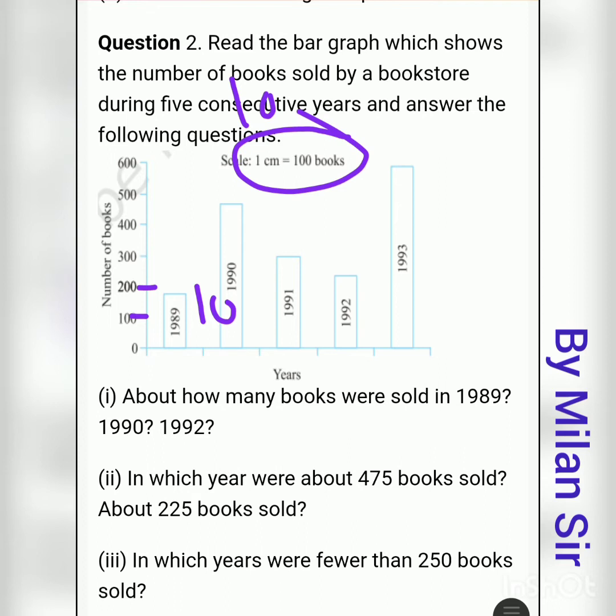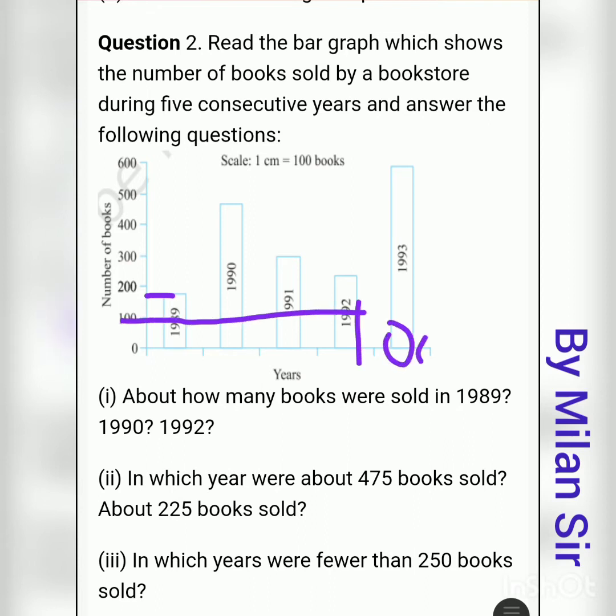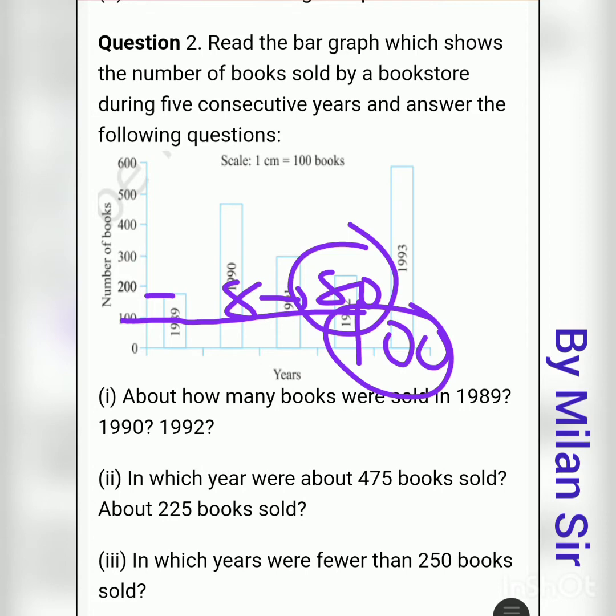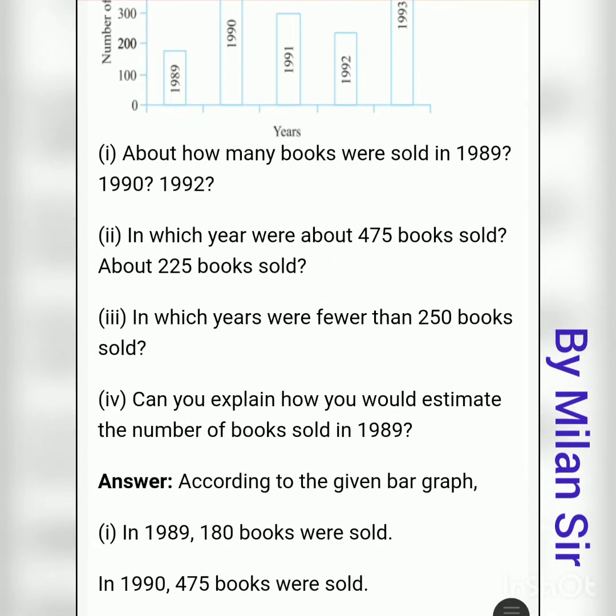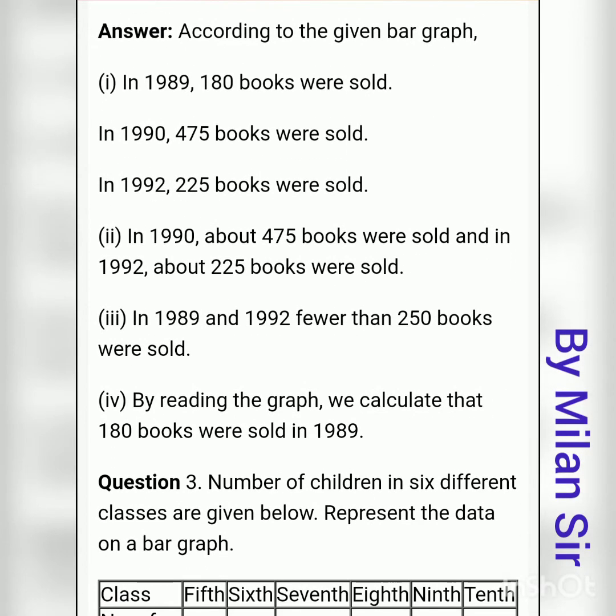So for each line we have 10 books, and if 1989 reaches up to the 8th line, so up to this point it is 100. Now after that 8 lines, and each line represents 10 books, so 80 books, so 100 plus 80, 180. Okay, in this way we can estimate the number of books sold. So here we need to write, by reading the graph we calculate that 180 books were sold in 1989.